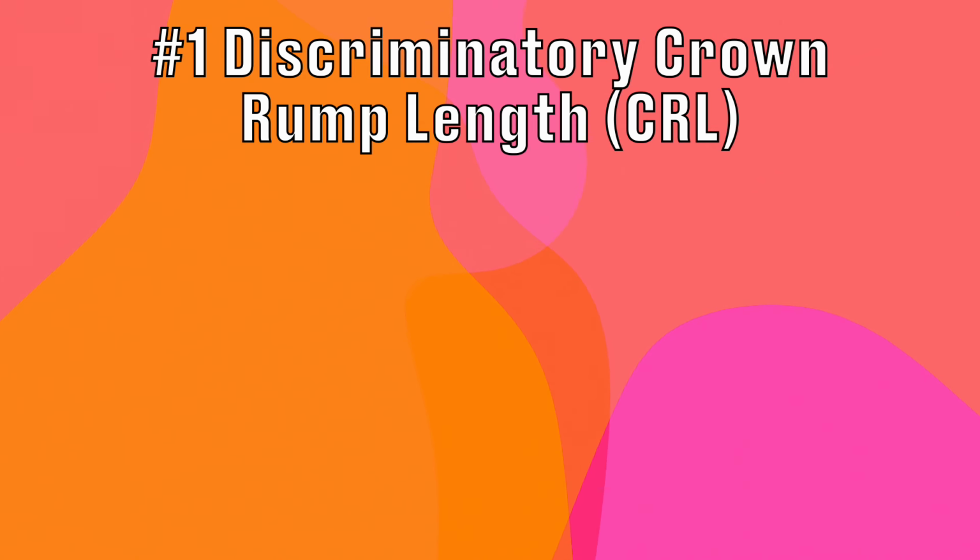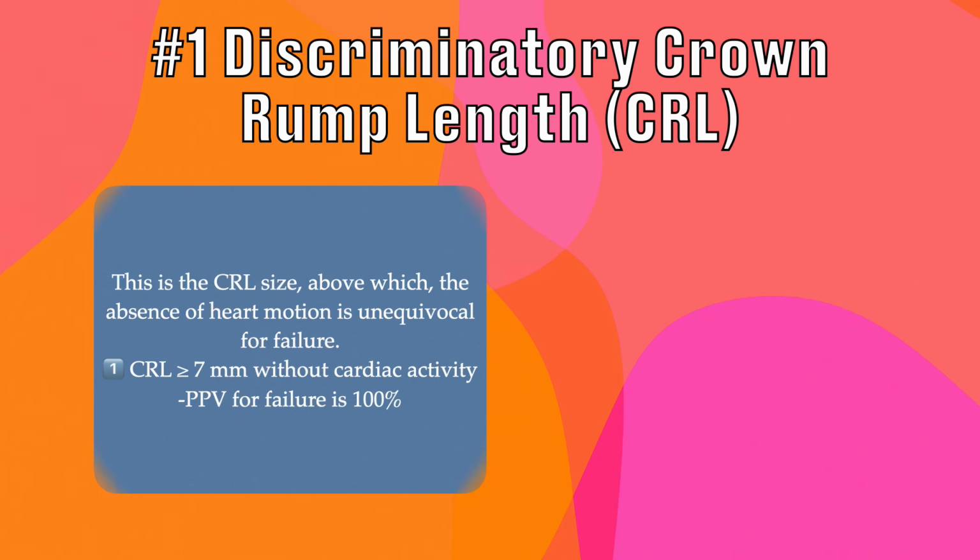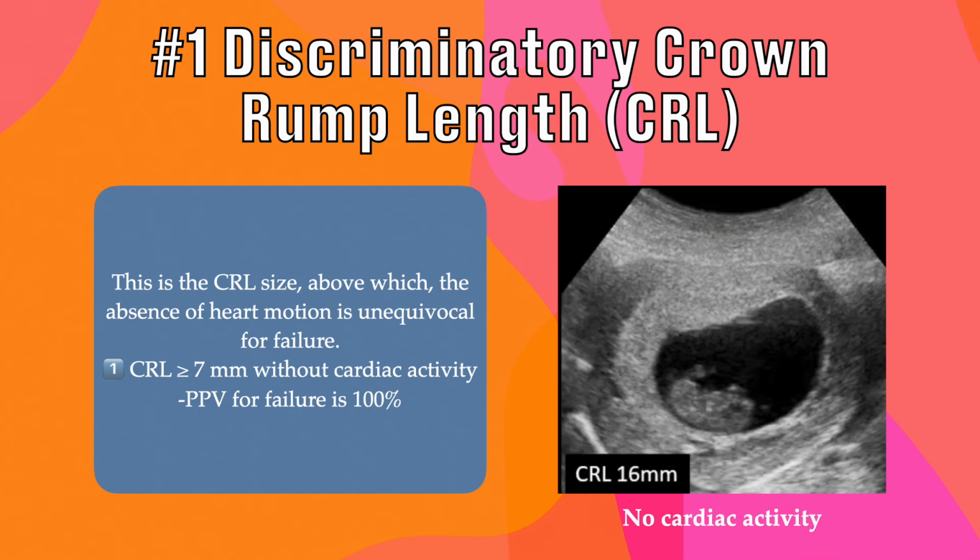Discriminatory crown rump length is the first definitive criterion for pregnancy failure. This is the crown rump length above which the absence of heart motion is unequivocal for failure. CRL of 7 millimeters or more without cardiac pulsations is a definitive criterion with 100% positive predictive value. As you can see on this image, there is an embryo measuring about 16 millimeters in crown rump length. However, there are no visible cardiac pulsations denoting definitive pregnancy failure.